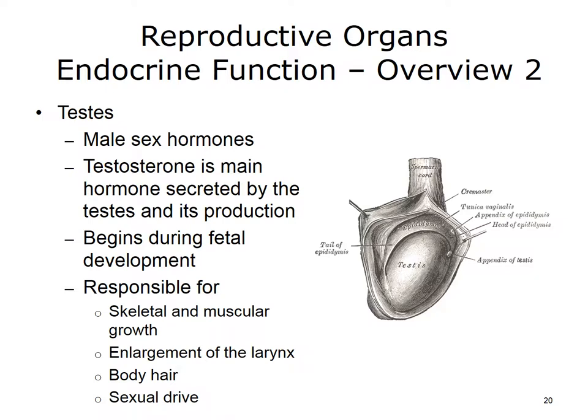The testes function as an endocrine gland. The testes are where the male sex hormones are produced. These hormones are referred to as androgens. Testosterone is the main hormone secreted by the testes. The testes begin to secrete testosterone during fetal development.